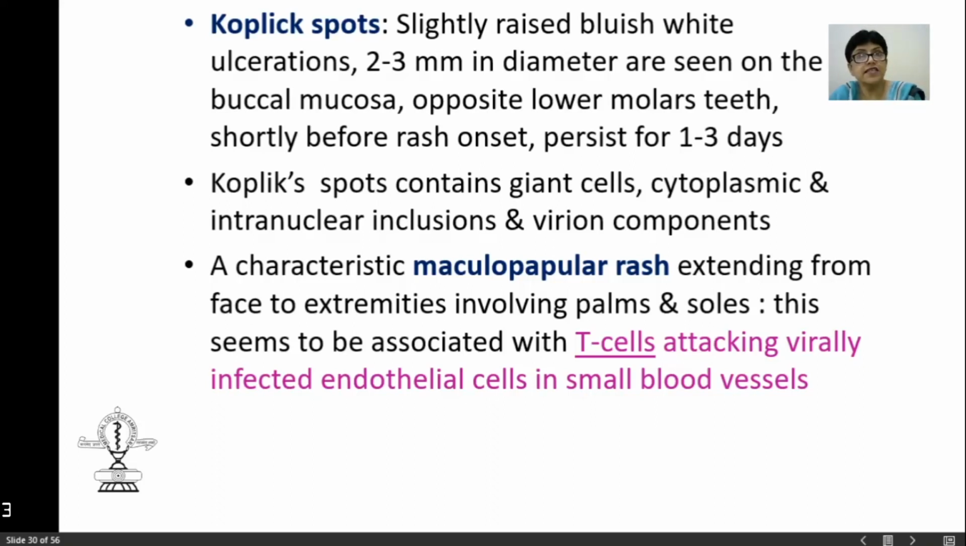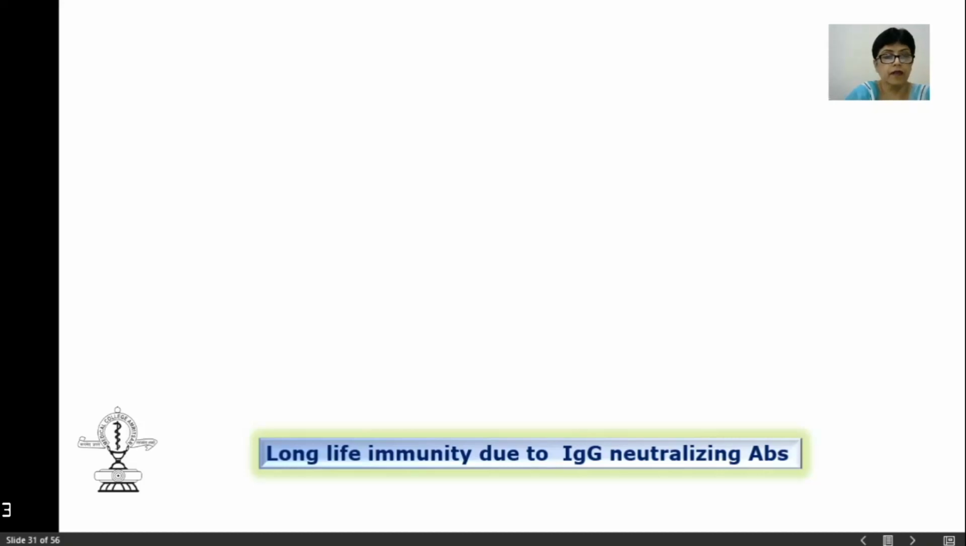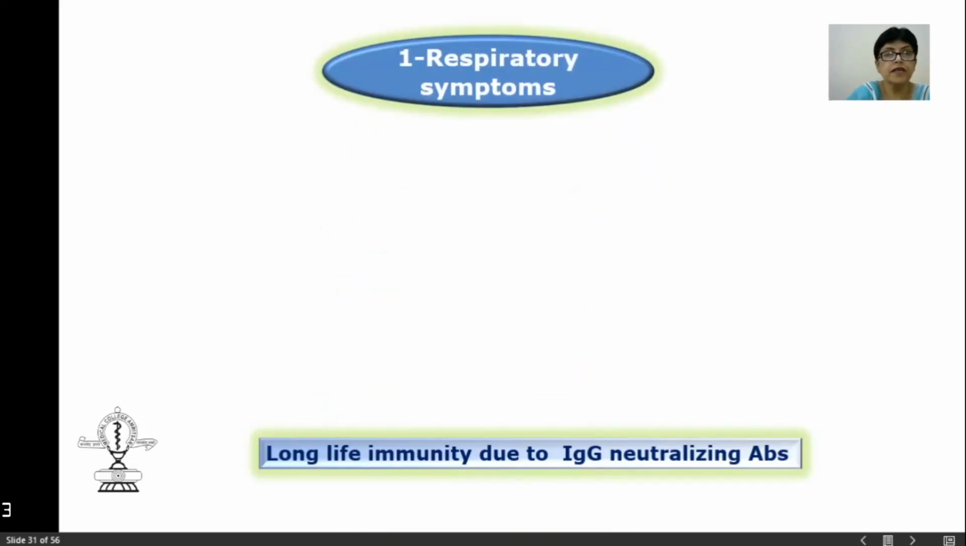And when it is desquamating, that is when the skin is exfoliating, this patient continues to remain infectious. So we say the patient is infectious a week before the rash appears, at least 4 to 5 days, and a week later after the rash disappears, because those exfoliating skin cells can be taken in by respiratory droplets by a susceptible child. There will be lifelong immunity due to immunoglobulin neutralizing antibody.